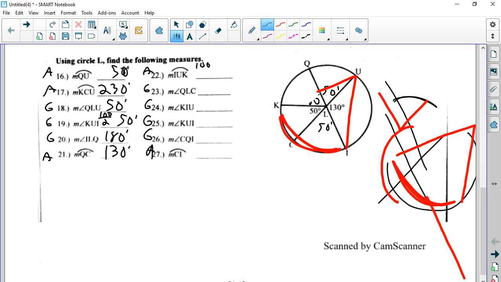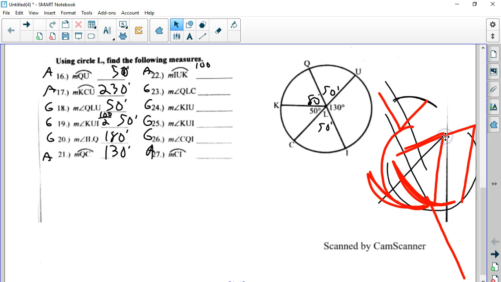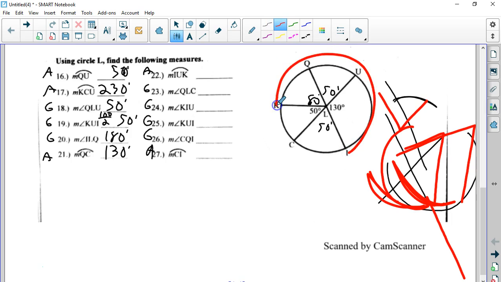I'm messing this all up. This is 80. So we're doing not an inscribed angle, it is an arc. I pay attention to my own hints. So it's an arc going from I to U to K. So we're adding 130 plus 50 plus 80, so that makes it 260 degrees.